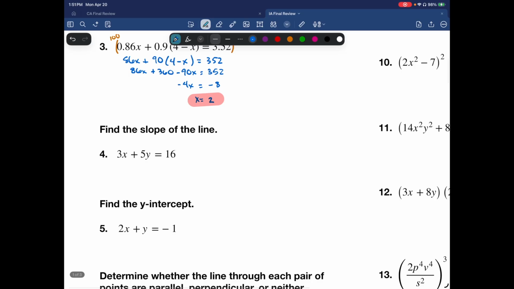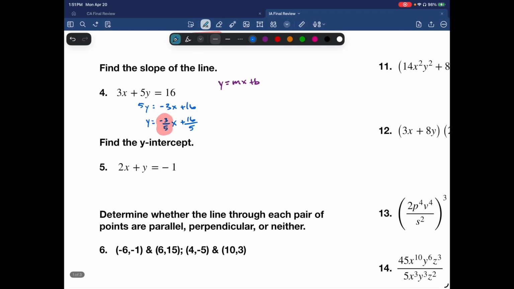All right, find the slope of the line. Remember, the slope-intercept form of the line is y equals mx plus b. So we're going to get it in that form. All right, so let's see. This is going to be 5y equals negative 3x plus 16. Divide everything by 5. y equals negative 3/5 x plus 16 over 5. And for the slope, it's just the number in front of x, positive or negative. So my slope here is negative 3/5.